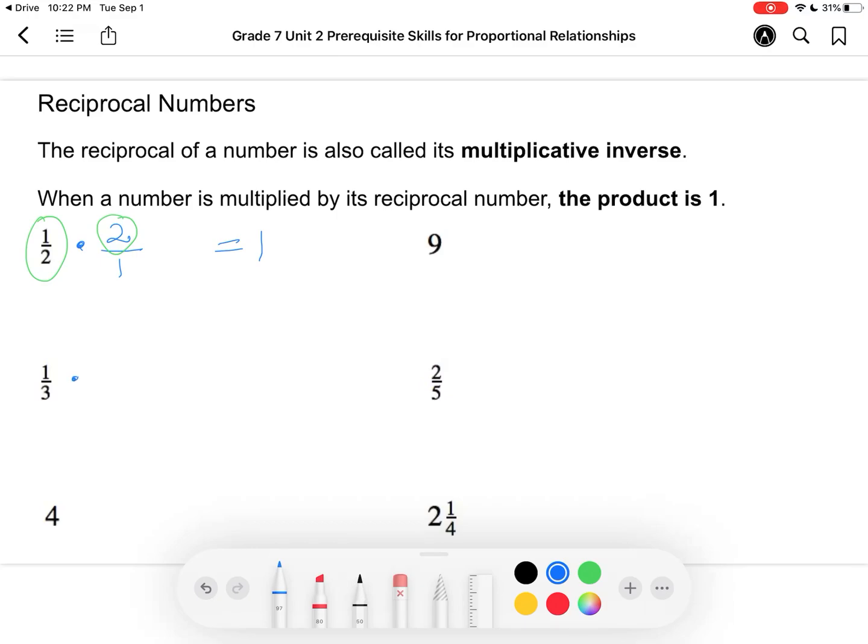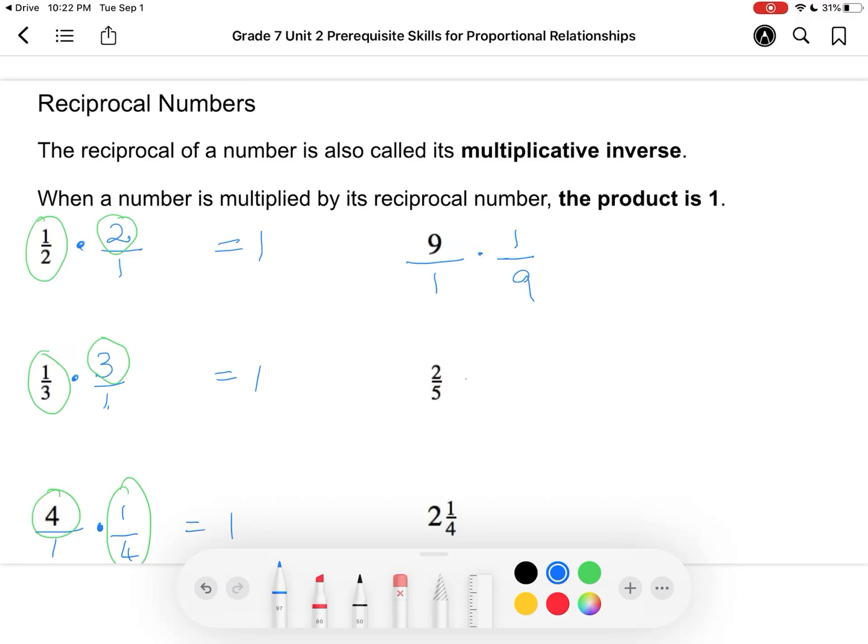And similarly for 1/3, we could multiply 1/3 by 3. Take 1/3 and flip it to give us 3 over 1. And the reciprocal for 1/3 is 3. So for 4, let's write it as 4 over 1. We'll multiply it by 1 over 4. That would be 1. So the reciprocal of 4 is 1/4. Similarly, the reciprocal of 9 is 1/9.